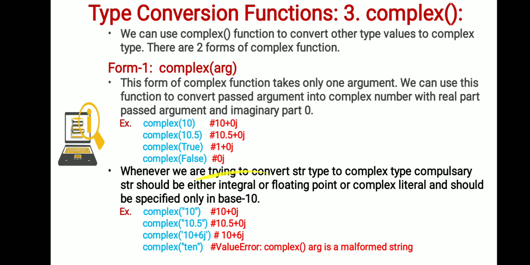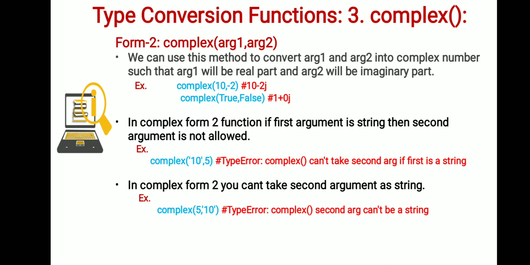Now we'll see form 2. This form takes two arguments. Okay, so we can use this method to convert argument 1 and argument 2 into a complex number, such that argument 1 will be considered as the real part of the complex number and argument 2 will be considered as the imaginary part of the complex number. Now see the example, complex of 10 comma minus 2.